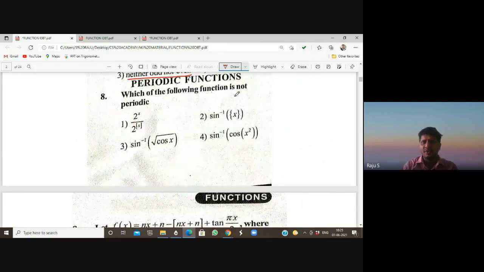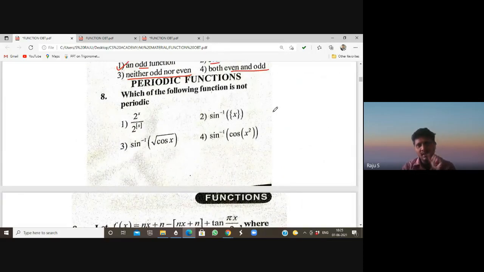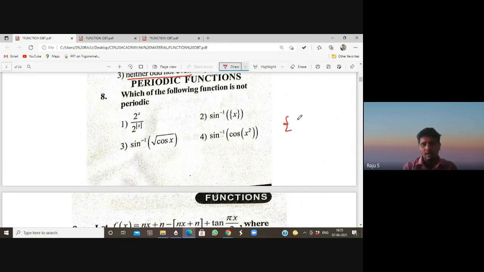Now, periodic functions. If you have an idea about sine inverse, especially of this value, fractional part of x. This can also be written as x minus greatest integer function. So what is the period of this fractional part? And what is the period of x minus greatest integer function? Both will be the same. Remember that this is always 1.